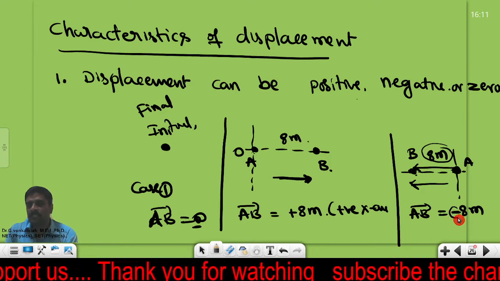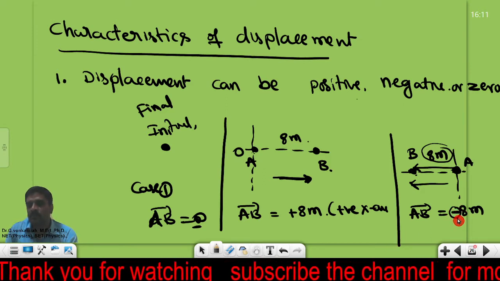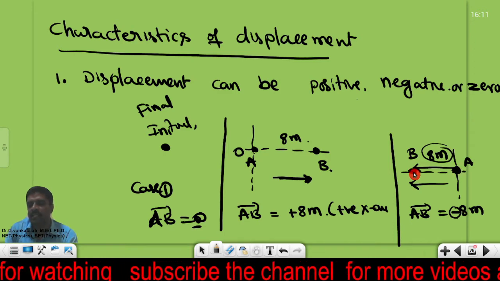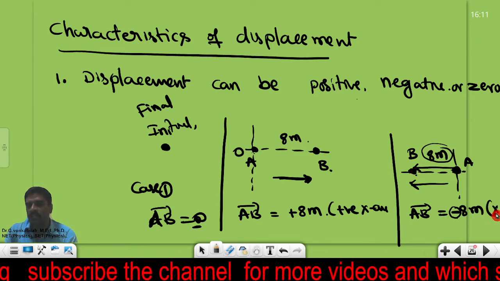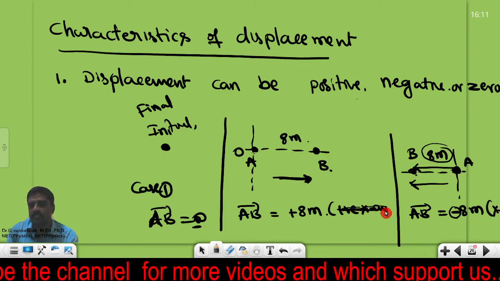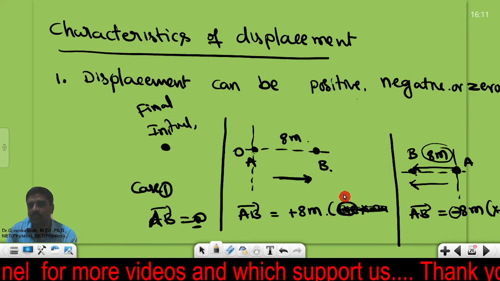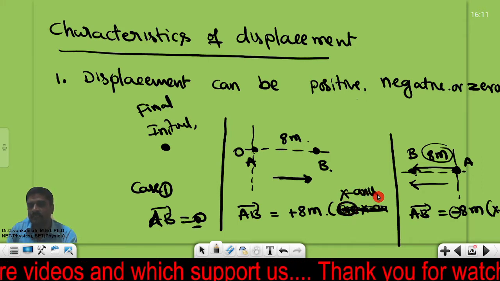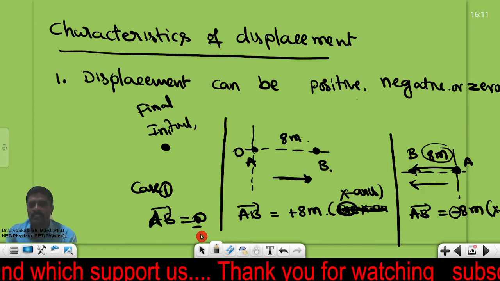Here negative is indicating that the object is moved in the negative direction of the x-axis, along the x-axis. Here no need to write positive, we just need to write the x-axis. I hope you are understanding this.